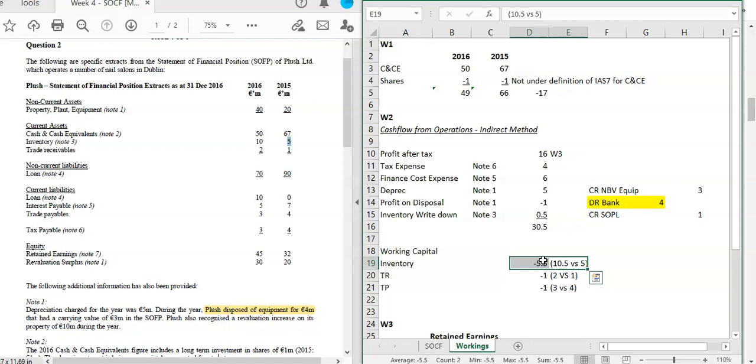You won't get too many of those, but it's important to see you're reversing the write down, but that means you're also bringing it back into inventory as well. So your inventory was actually 10.5 before the write down. And we use that figure to calculate the movement. Similarly, if there was a movement or an increase in bad debts, or for example, bad debt provision, you do a similar logic with trade receivables. And you might see them in a couple of past exam questions that come up later on in the semester as well.